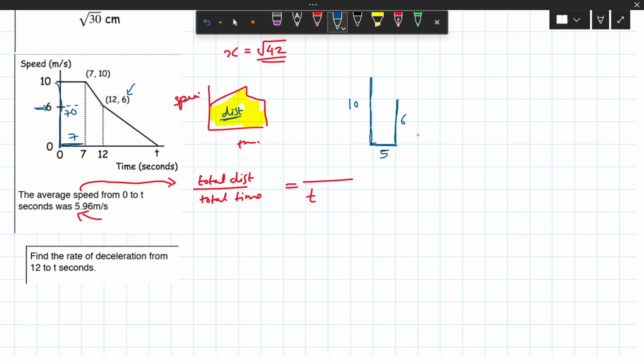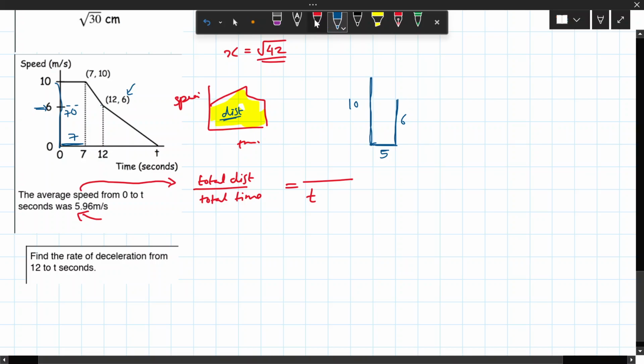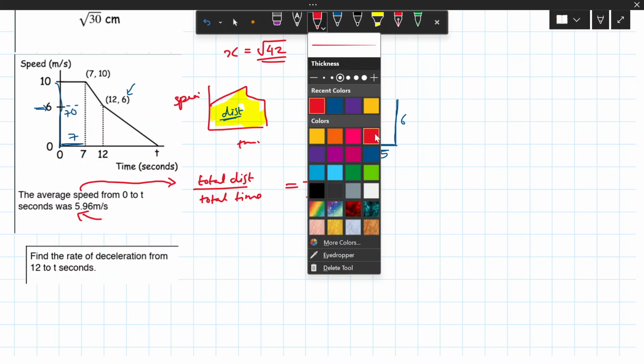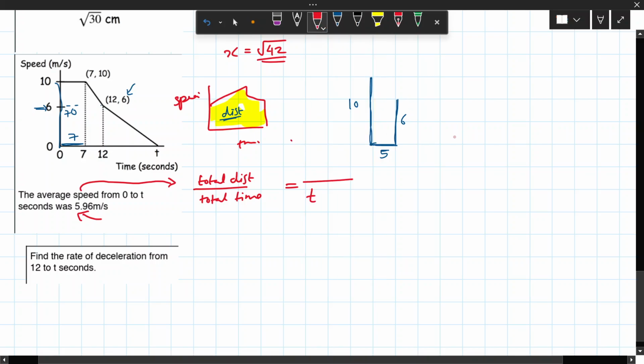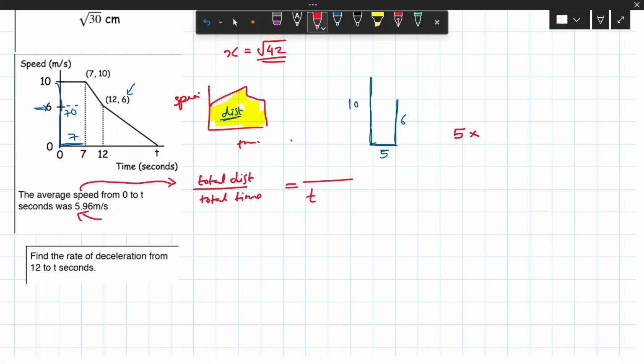So if it was a rectangle, I would have done base times height. But here, I am going to do the base of the rectangle is 5. And in place of height, I've got two different heights. So what am I going to do? I'm going to find the middle of those two heights. So 10 plus 6 over 2, that's 8.